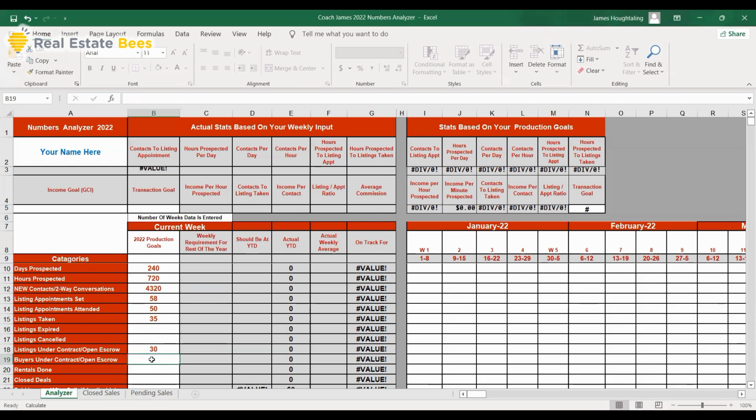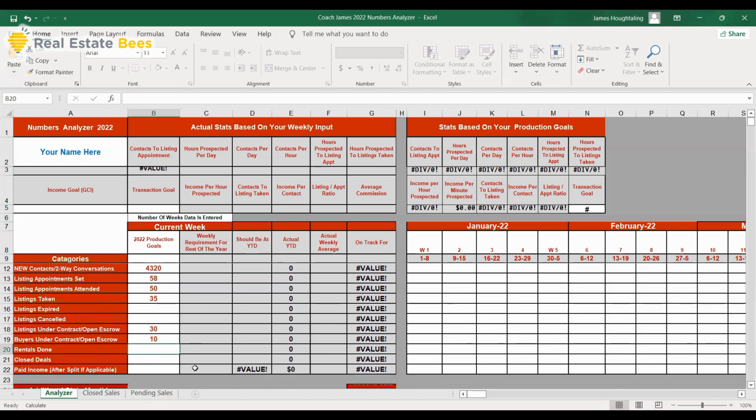Okay. Buyers, same thing. I don't know. For some of you, you have a goal to do kind of 50-50 buyers and sellers. Some of you want nothing to do with buyers. Some of you almost exclusively work buyers. So this number is up to you. I'm just going to throw in 10, just for argument's sake. Some of you do rentals. Some of you do not do rentals. If you don't, don't worry about it. You don't have to fill it in. Closed deals in this case would be 40. Okay. Because we have here 30 listings sold, 10 buyer sales for a total of 40.